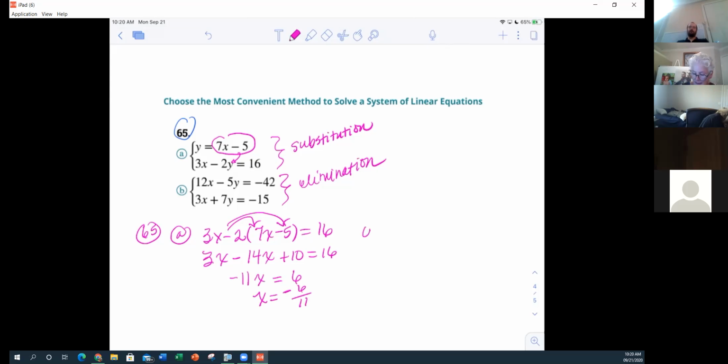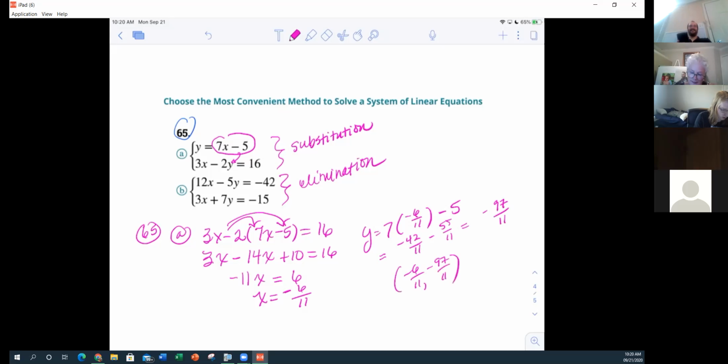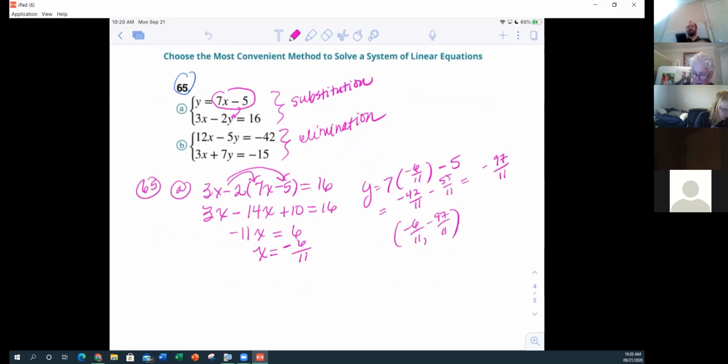And then y would be 7 times negative 6 over 11. Some of these fractions I ended up with were not nice, not pretty. And that's okay. I'm thinking they may not have wanted y'all to actually solve this one because it's pretty gnarly, but that's okay. So this would be negative 42 over 11 minus 55 over 11, which would be negative 97 over 11. That's not very pretty. It doesn't have to be pretty to be right. Most problems, except for in math books, don't turn out very pretty.